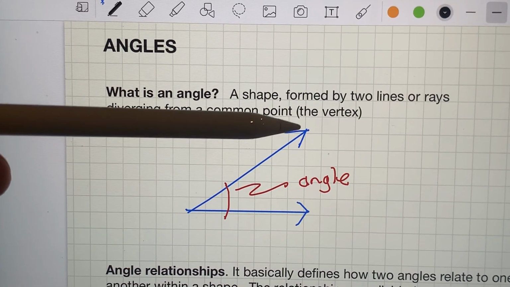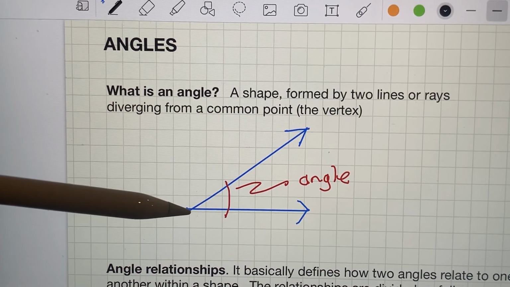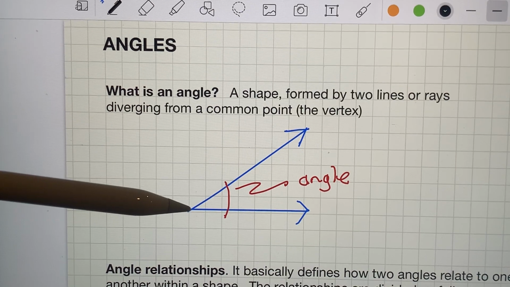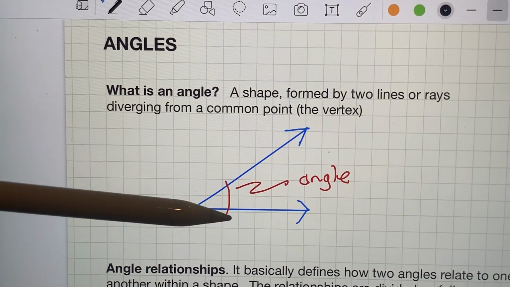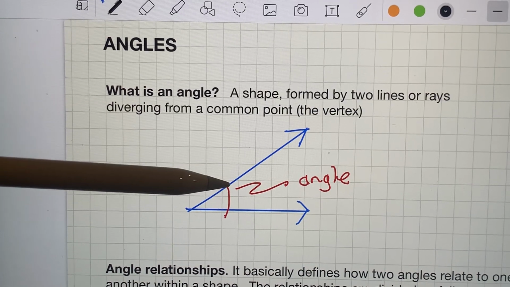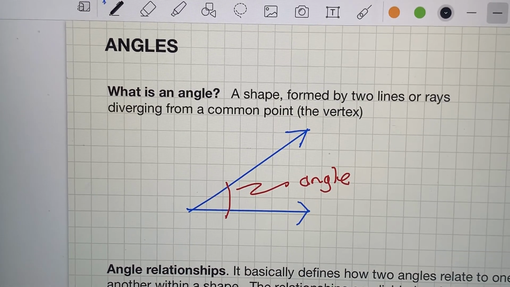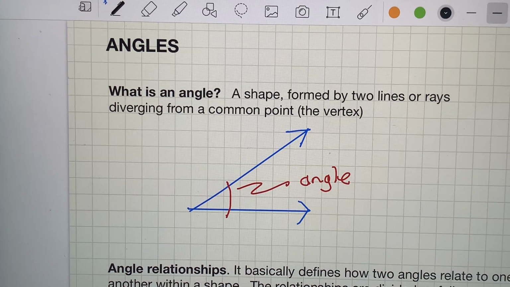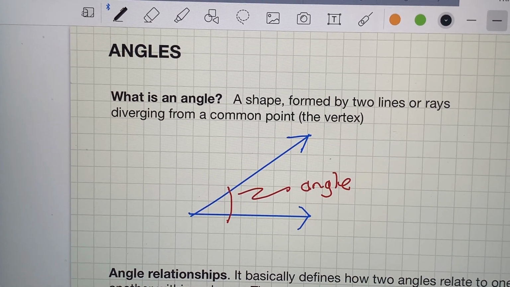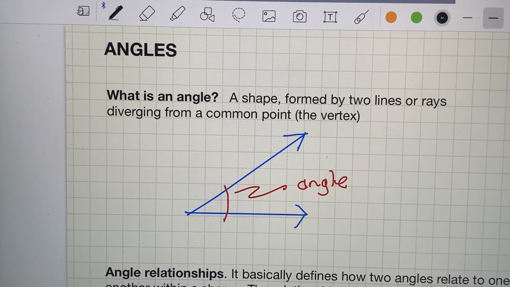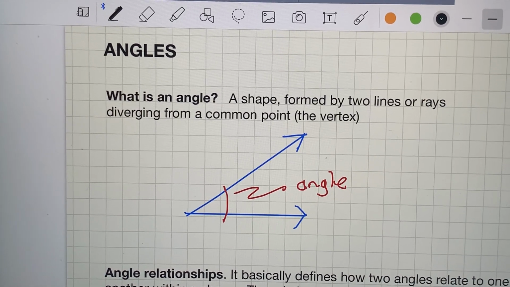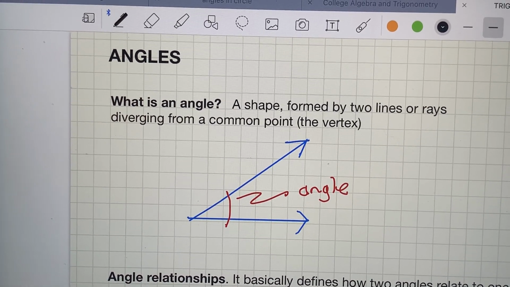So as you can see here, I have two lines starting from a common point known as the vertex, and as the lines separate, they form what is known as an angle. This information is important because down the road you will see it in different trigonometric figures. You can see it in a circle, in a triangle, in a square, and any polygon.